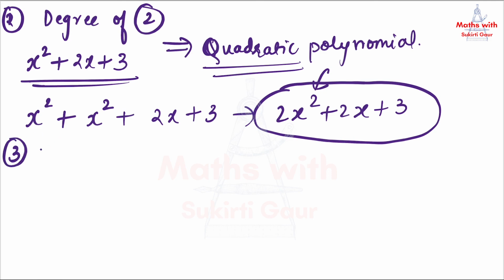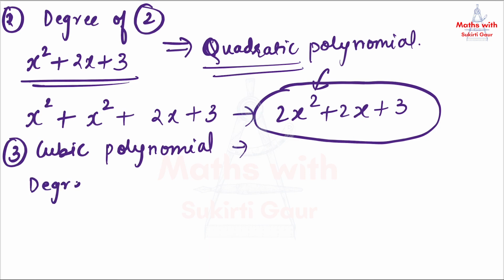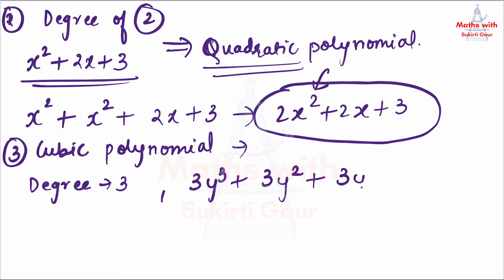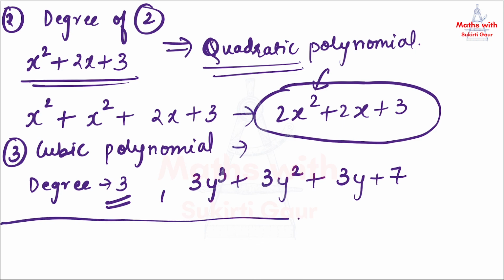And the third type is cubic polynomial. Now you can guess, and your guess is right, a polynomial with degree 3 is called cubic polynomial. For example, 3y cube plus 3y square plus 3y plus 7. So here the degree of the polynomial is 3. Hence, it is a cubic polynomial. So this was all in the basics of polynomial.